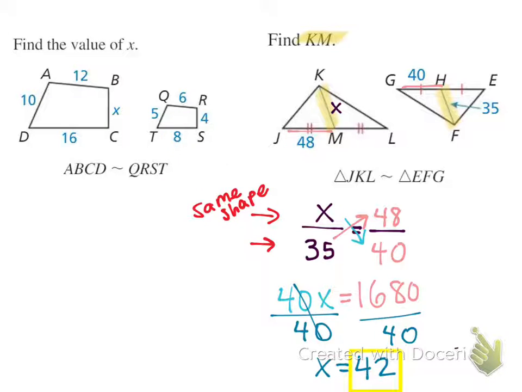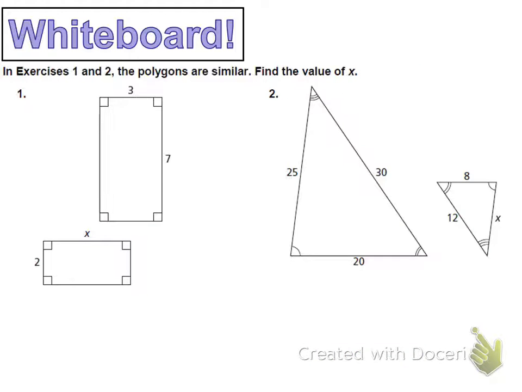I believe we're going to go back to our whiteboards here for you to practice. The polygons are similar. Find the value of x. So if they're similar, the sides are proportional. You're going to set up a proportion. We're going to go back to the notes.